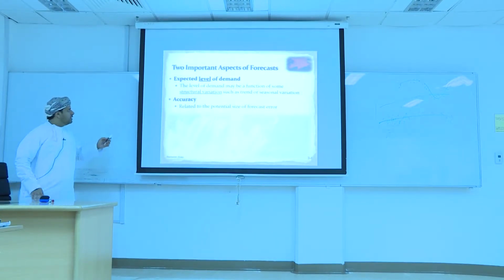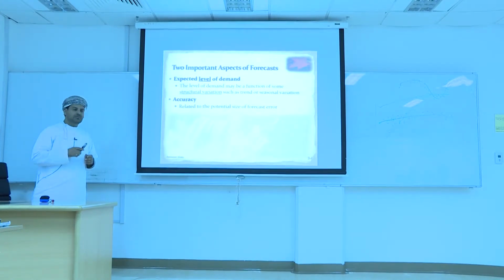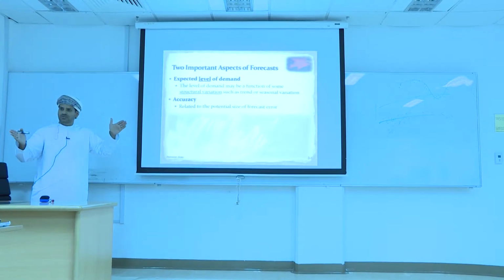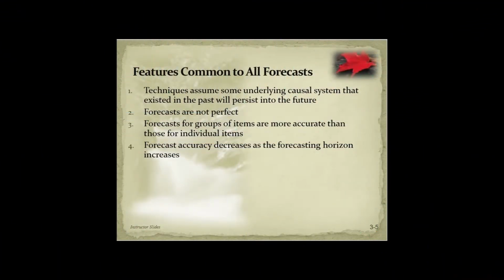There's also, of course, the accuracy that we have talked about, the potential size of your forecast error, which simply means your deviation between your expected level of demand or forecast and the actual data. That you also need to measure. The closer you are to the actual data, the more accurate you are. The farther you are from the actual data, the more the error. Once we solve problems, things will be much clearer of course.